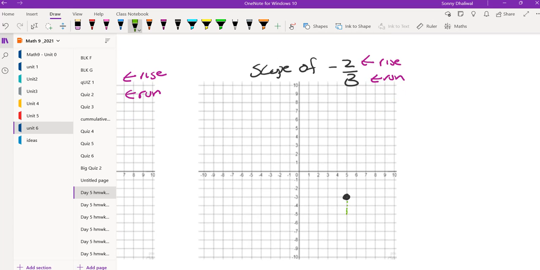Down 2 over 3, and we put a dot. Down 2 over 3, run out of space. But we can go the other way. We know which way this is going. We go 2 this way and 3 this way. Oh no, sorry, 3 and 2. 3 of our run and a 2. Put a dot. Draw a line. Okay?